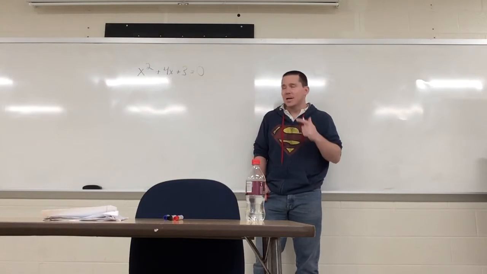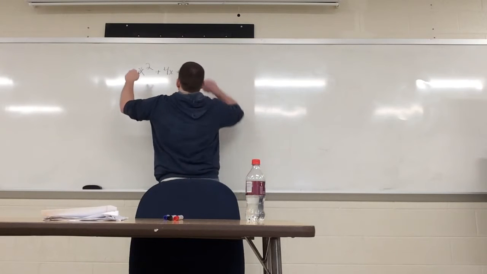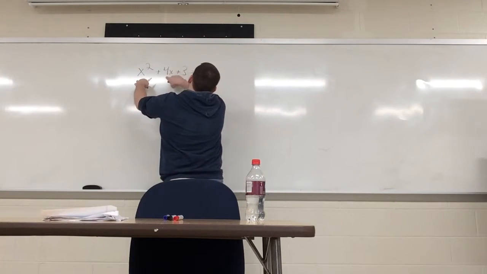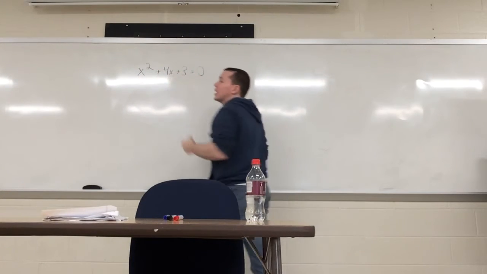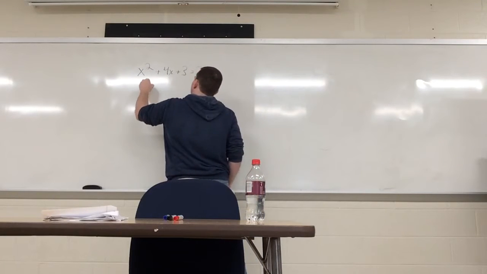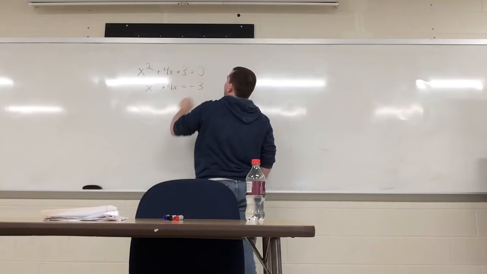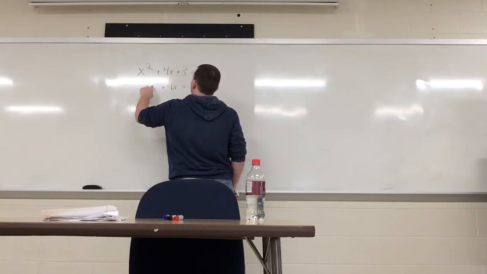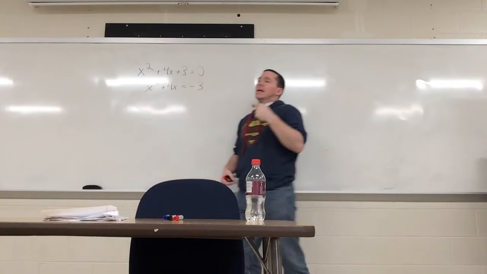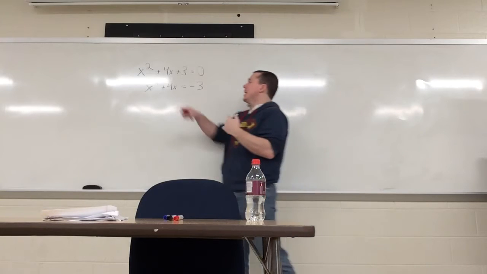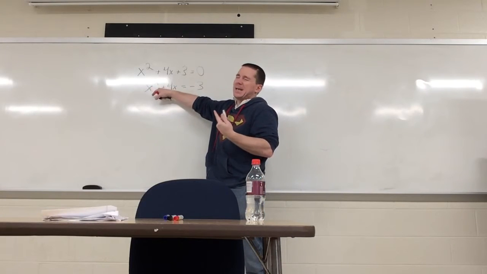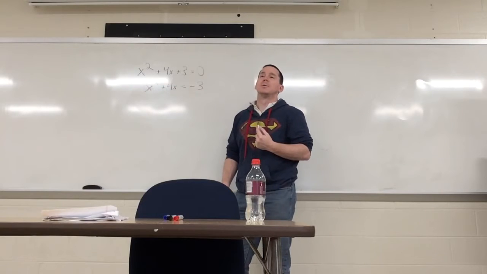Okay? Good. To complete the square, first off, you isolate the quadratic term and the linear term. So get rid of the constant. Bring it over to the right. So we get x squared plus 4x equals negative 3. Now, in order to make this work, your leading coefficient has to be 1. In this case, it already is 1, so we're good to go.